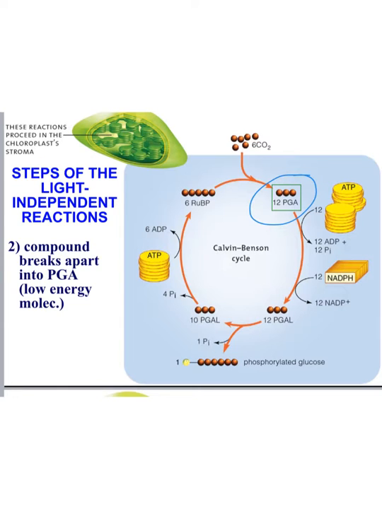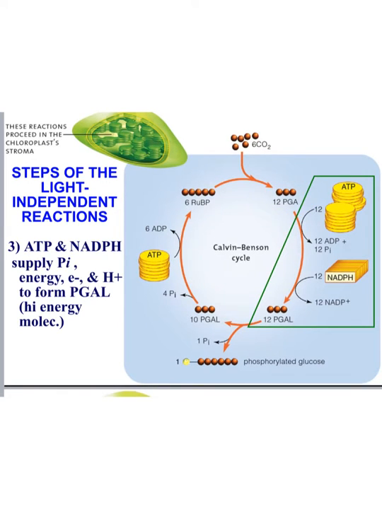It has to go to the gym, it has to lift some weights, it has to get beefed up and ready to help us produce some glucose. So in order to pump some energy into PGA, we have to use ATP and NADPH. So these again are the molecules that we just made in the light-dependent reactions, in the thylakoids. We're going to use these to pump up PGA, which are then going to produce 12 molecules of what's called pGal.